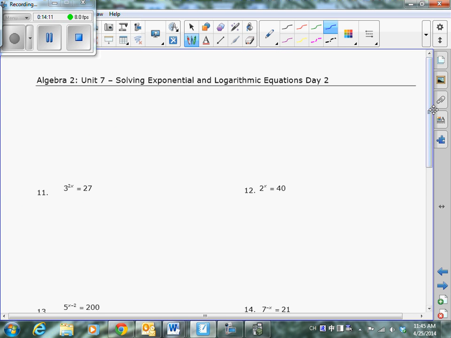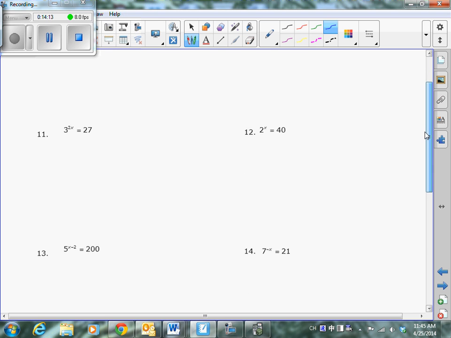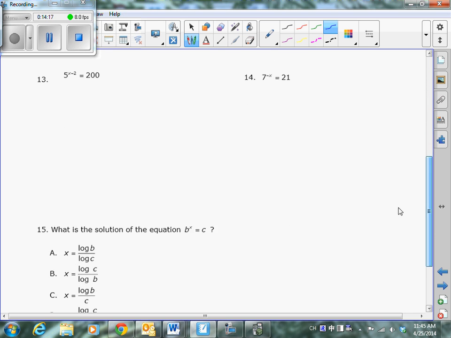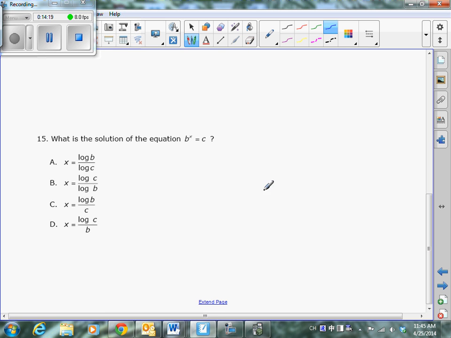Wow. All these, I'm not going to do number 11. I'm not doing number 12. I'm not doing number 13. I'm not doing number 14. What is the solution of the equation b to the power of x is equal to c? Which one is it? I want to hear the answer.